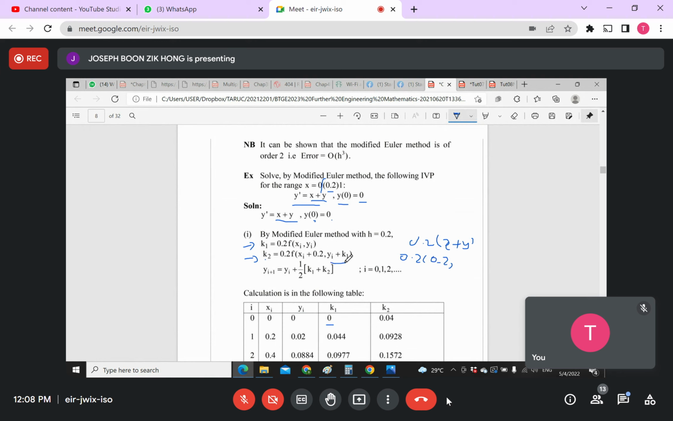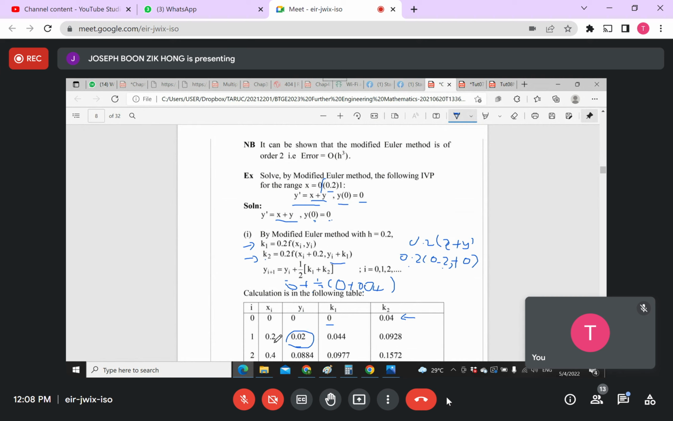And then your y is what? Your y just now is 0, but you have to plus your k1. So 0 plus 0, so plus 0. So 0.2 times 0.2, you will get 0.04. So your next y will be what? Your next y will be y1, which is 0, plus half times your K1 just now is 0, K2 is 0.04. So plus together, this one plus this one, that's why you will get 0.02 because half times 0.04.